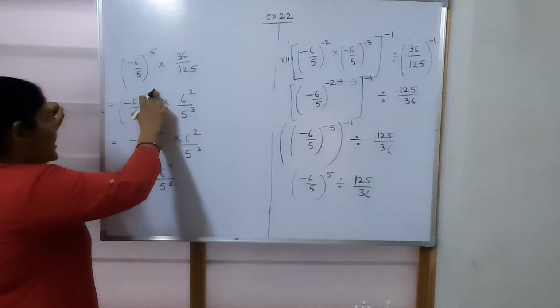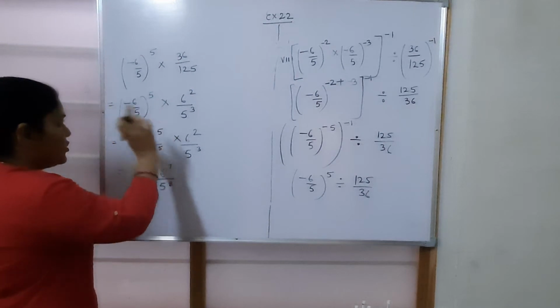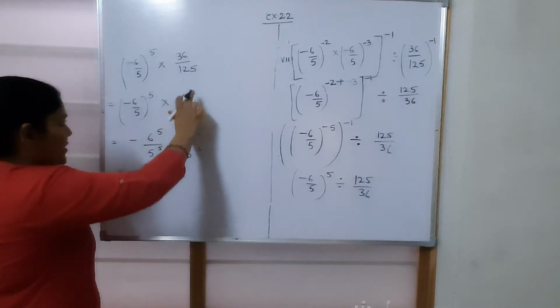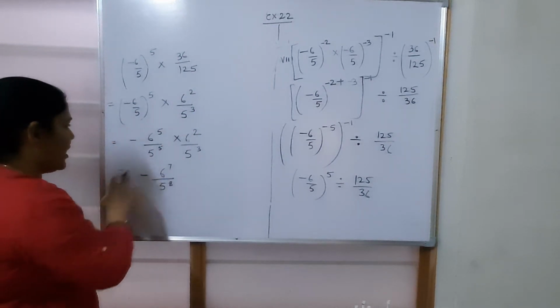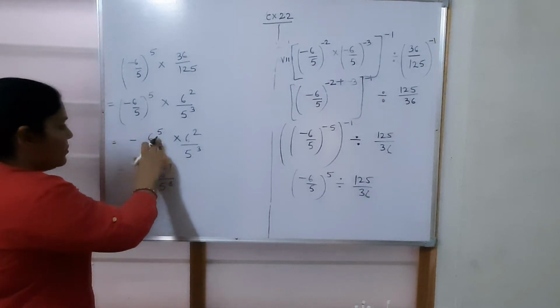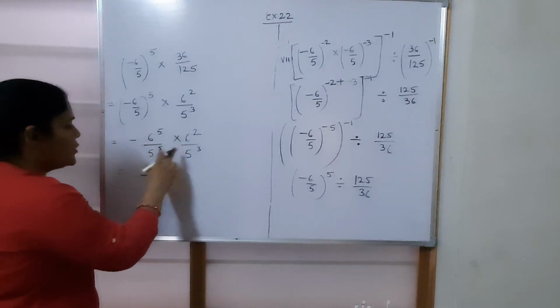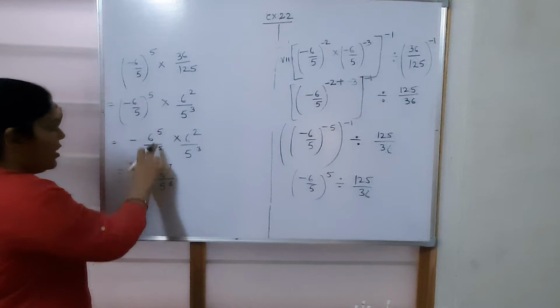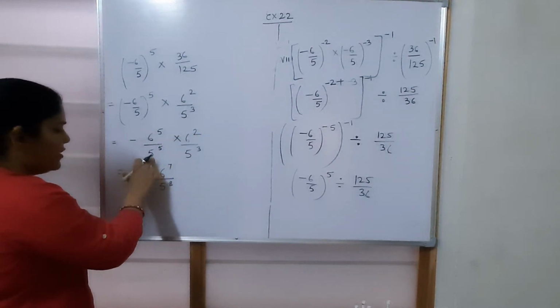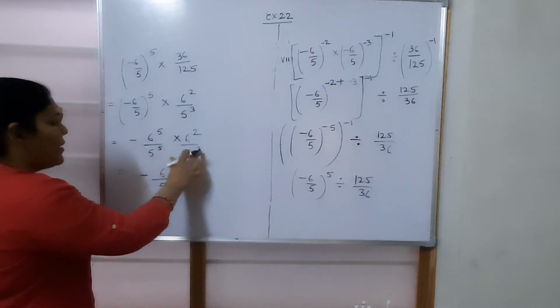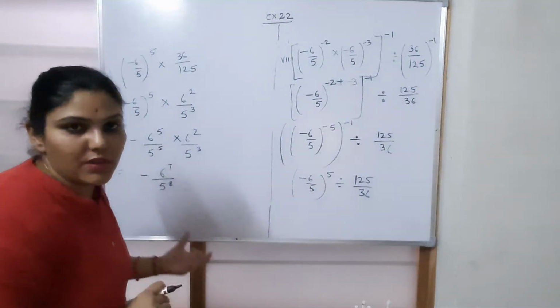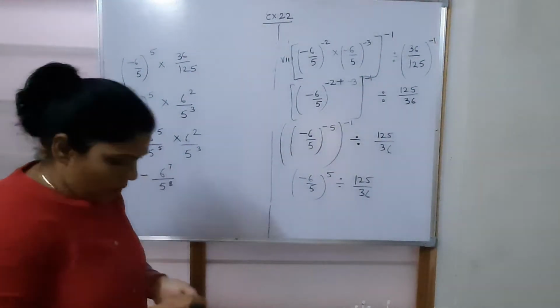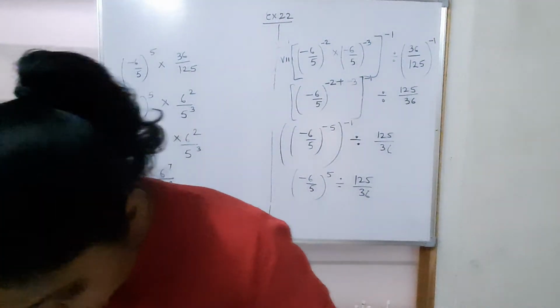Now this can be written as 6 raised to the power 5 and this is 5 raised to the power 5, multiplied by 6 raised to the power 2 and 5 raised to the power 3. Now the minus sign I am keeping here. The multiply sign is there, bases are the same, so powers will be added. So for 6, 5 plus 2 will be 7, and here the base 5 will remain and powers will be added. So 5 plus 3, 8. So this is our answer. Alright. Okay. Now moving on to the next question.